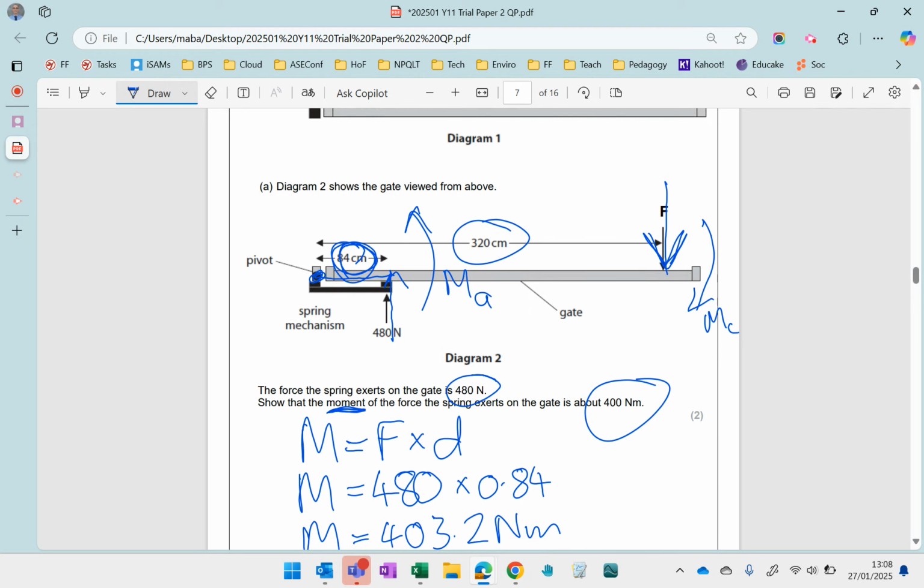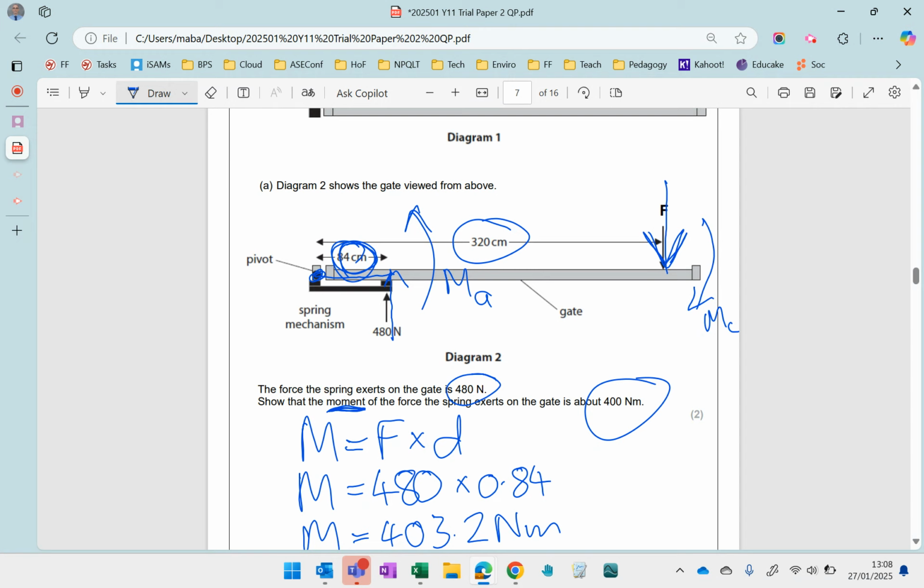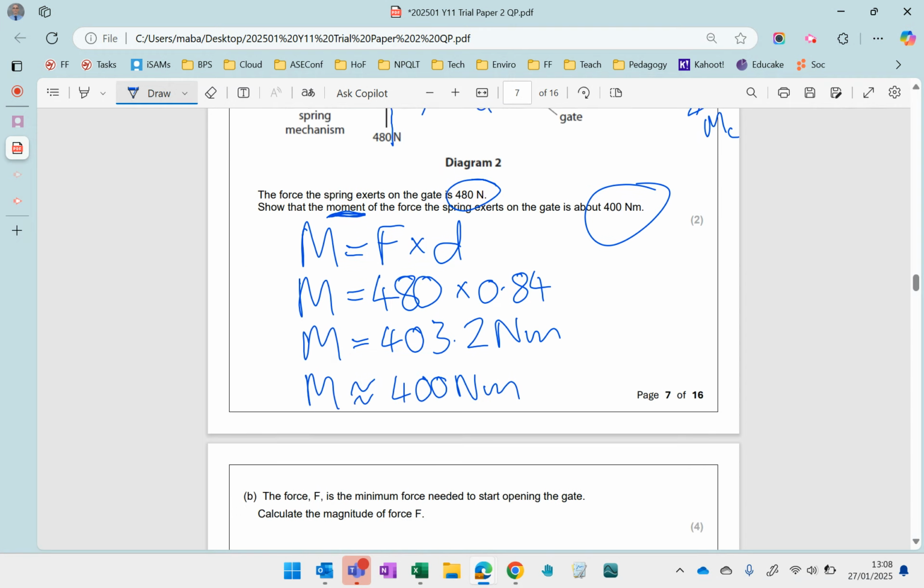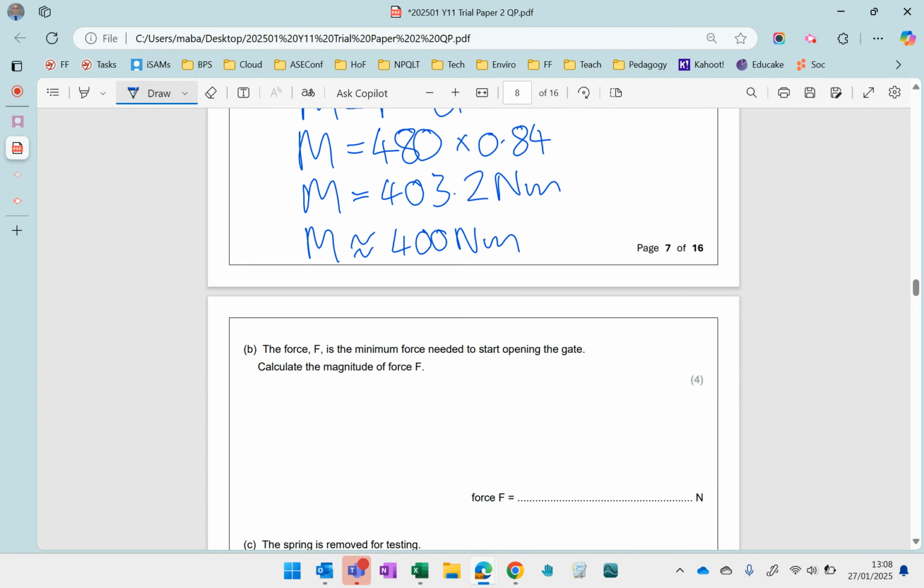If we go a little bit bigger than that, then the gate's going to start opening, right? So that's what they're asking us for there. Now there's two ways that we can do this. We can say that when the sum of the clockwise moments is equal to the sum of the anti-clockwise moments, then this means that it's going to be balanced.